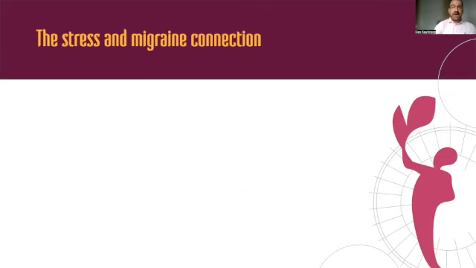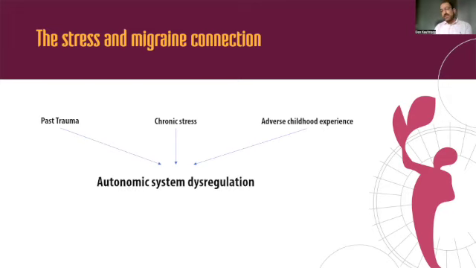So, with that in mind, when we look at the stress and migraine connection, when we think about experiences post-trauma or some adverse experience, when we maybe have periods of severe or chronic stress, and if we did experience some adverse childhood experiences, all of those have been shown to create autonomic system dysregulation. And that has been known, but also autonomic system dysregulation has been linked with migraine.